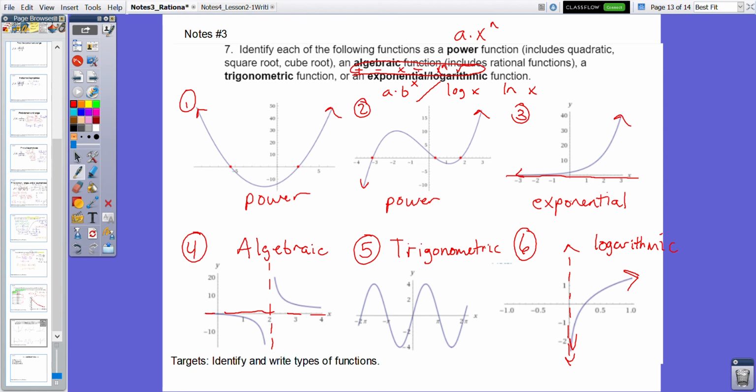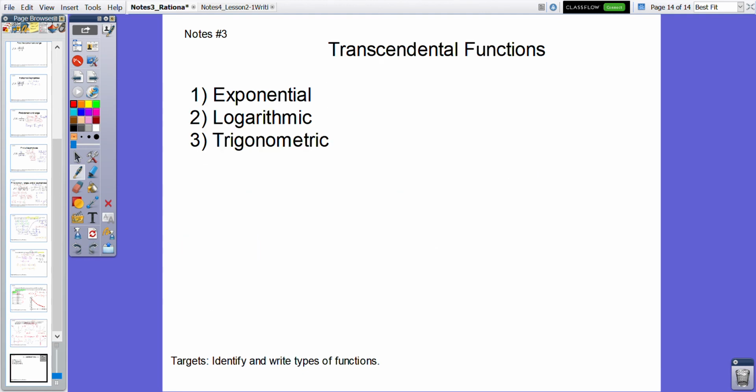So the last part here that we want to talk about are our transcendental functions. And they are our exponential, logarithmic, and trigonometric functions. Now, the reason we call these transcendental functions is that we cannot define them using addition, subtraction, multiplication, division, any rational roots, or square roots. All of these are excluded from these 3 here.